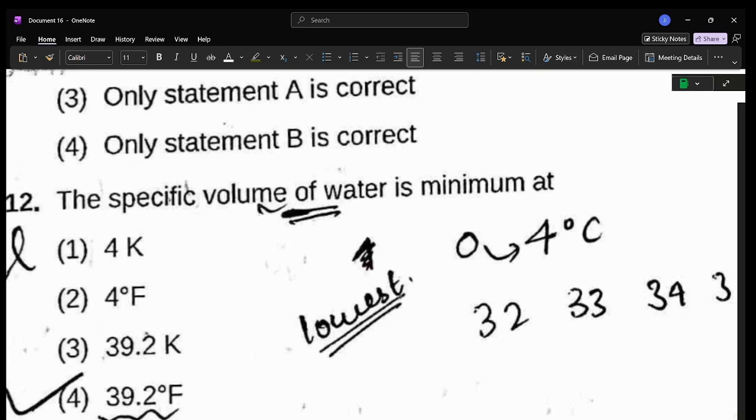You need to know about anomalous expansion of water. In fact, water has maximum density at 4 degrees Celsius. It's not 0 degrees, guys, it's 4 degrees Celsius. So that also means minimum specific volume of water.